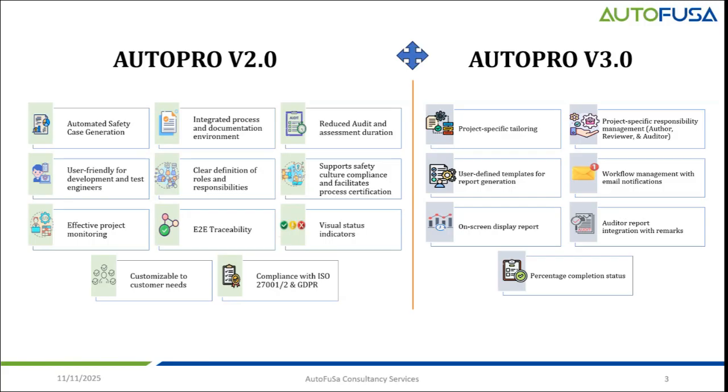Apart from all these features, AutoPro 3.0 brings the additional features of project-specific tailoring and project-specific responsibility management, which clearly indicate the author, reviewer, and auditor who is responsible for what. It also allows the user to provide their own template in which the report will be generated, and the complete workflow management and email notification to the concerned stakeholders is again possible.